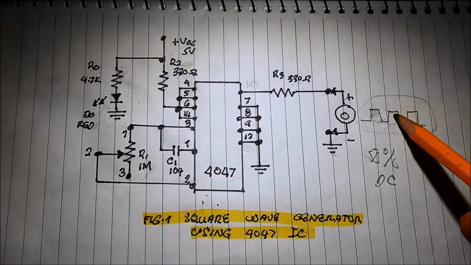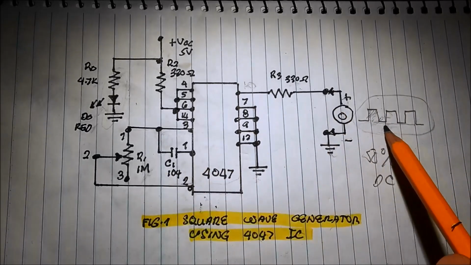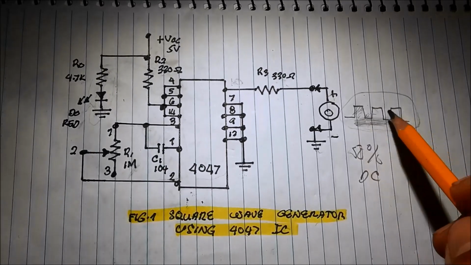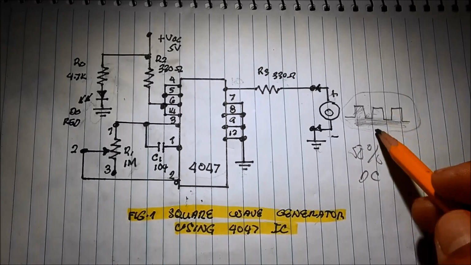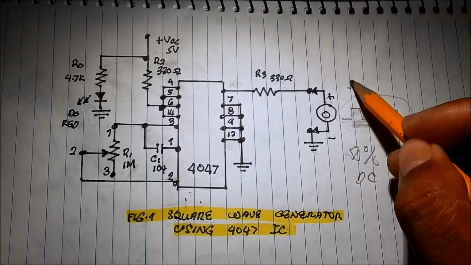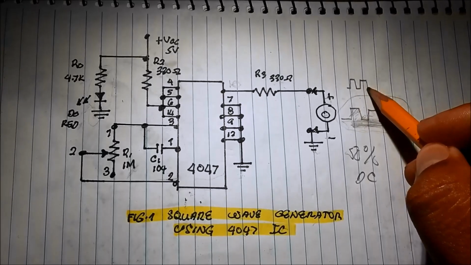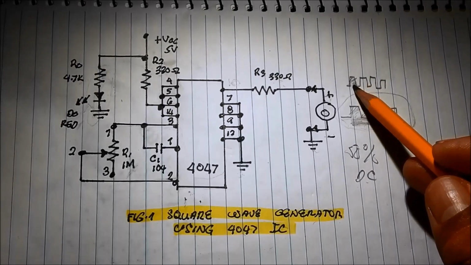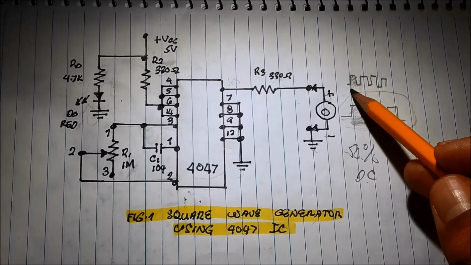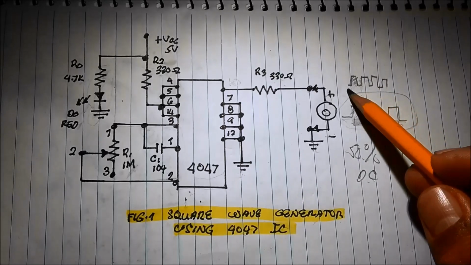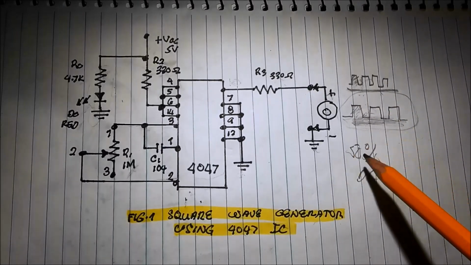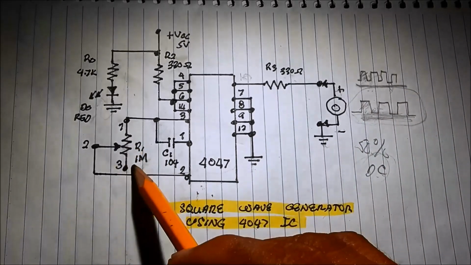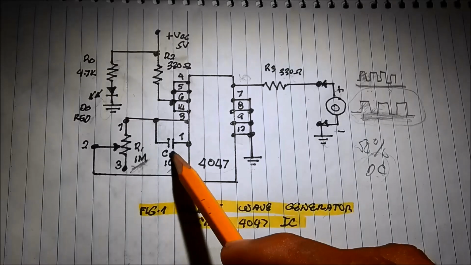So we can only change the frequency of the square wave. Once we vary the frequency, the waveform will get smaller, but still have the same duty cycle, 50% on, 50% off. That is the duty cycle. The waveform will become smaller, but still the same duty cycle, once we vary the frequency by adjusting the potentiometer or changing the value of the resistor.